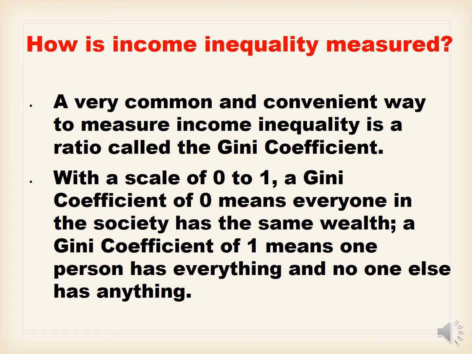one person has everything and no one else has anything, right? So meaning all the wealth is terkumpul pada seseorang saja dan sementara yang lain itu tidak ada memiliki apa-apa. So that is when we say the Gini coefficient is 1. Now, if the coefficient is 0, it means everyone in the society has the same wealth, ya, mempunyai jumlah harta yang sama.